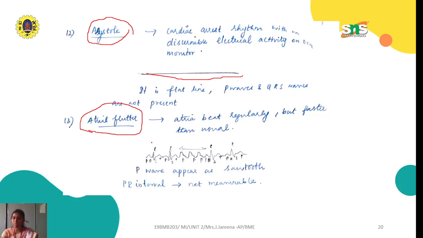Atrial activity obviously means the P wave, but the P wave appearance will be like a sawtooth. Since it has a sawtooth appearance, it is very difficult to measure the PQ segment or PR interval. So if we are getting this type of ECG, then it is atrial flutter.